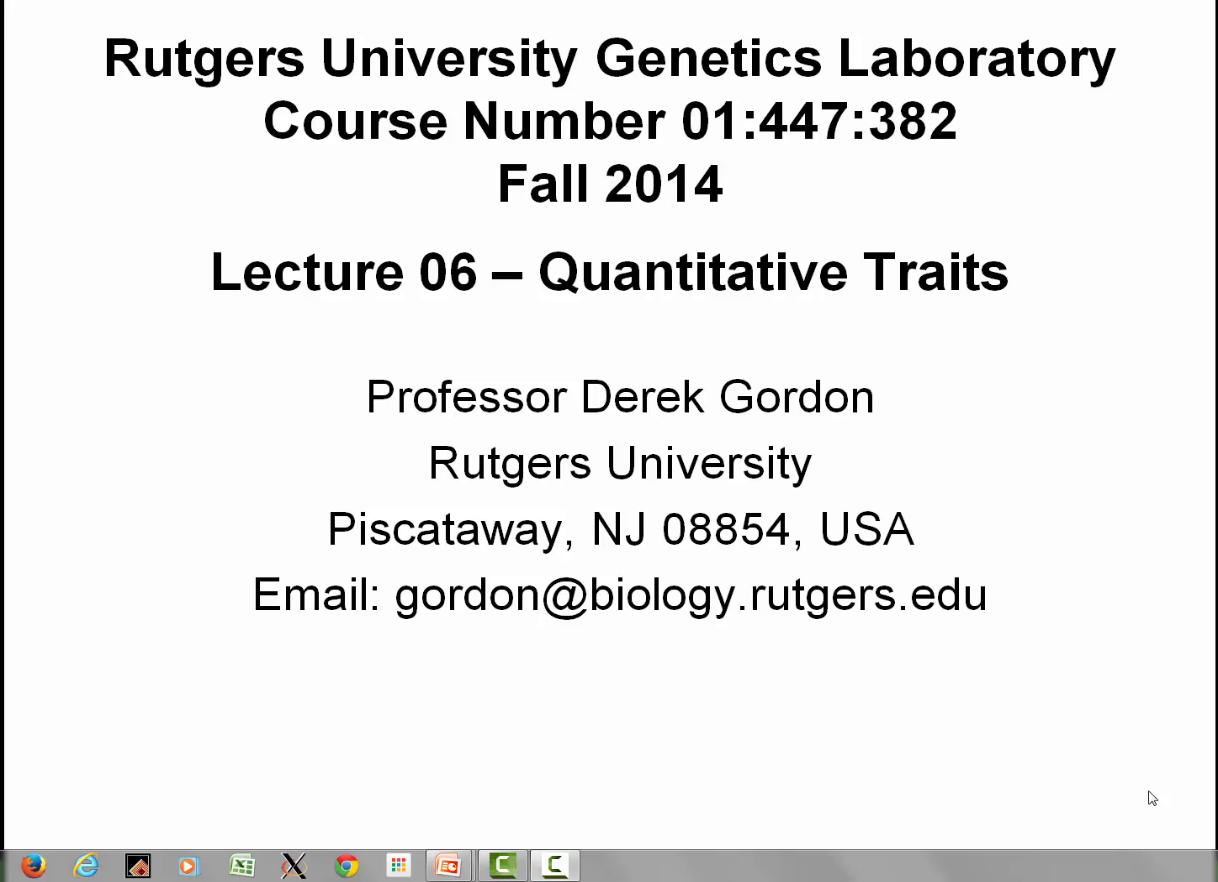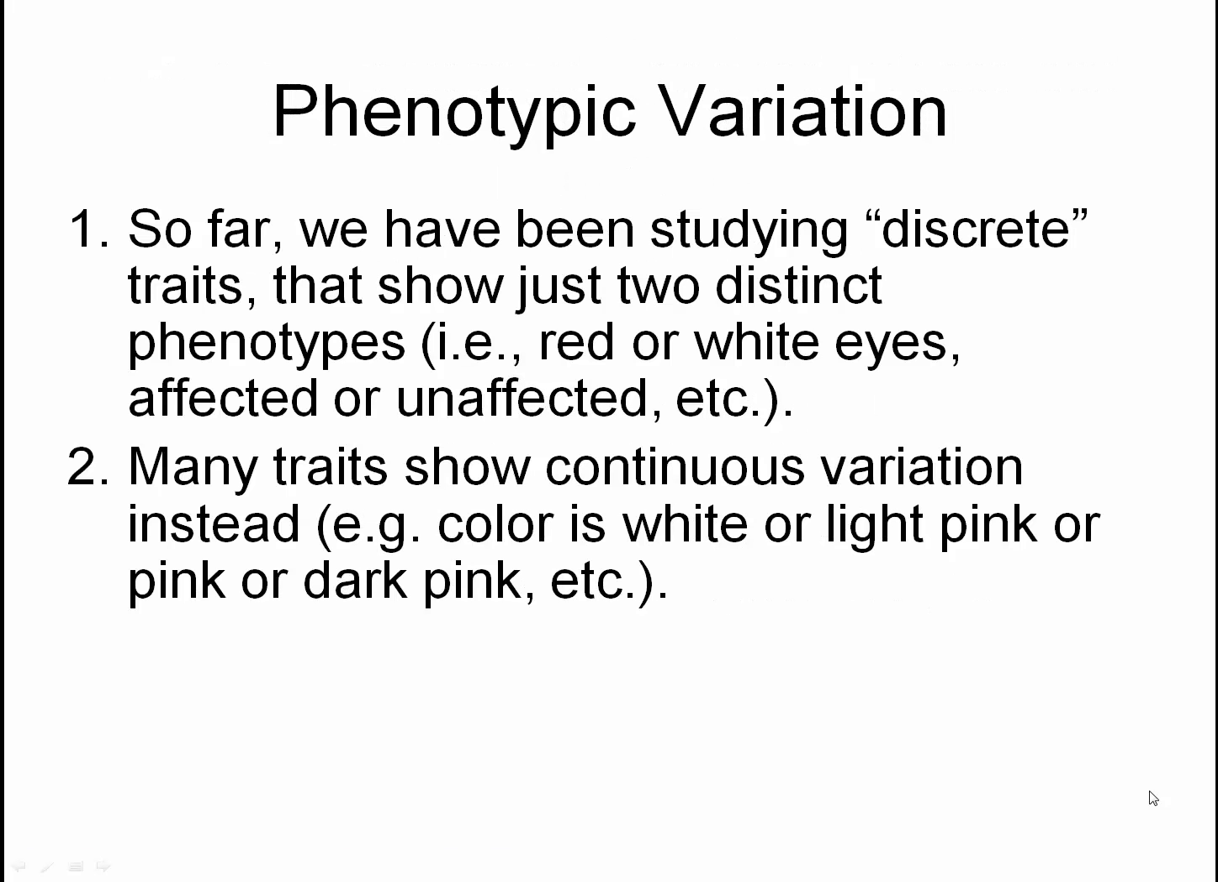Today we're going to talk about quantitative traits. So far we've been looking at discrete traits, sometimes referred to as binary traits, that show just two distinct phenotypes. For example, when we were talking about the flies in the virtual fly crosses, we talked about red or white eyes. And if we're talking about disease phenotypes, we might be talking about affected and unaffected individuals, things of this nature.